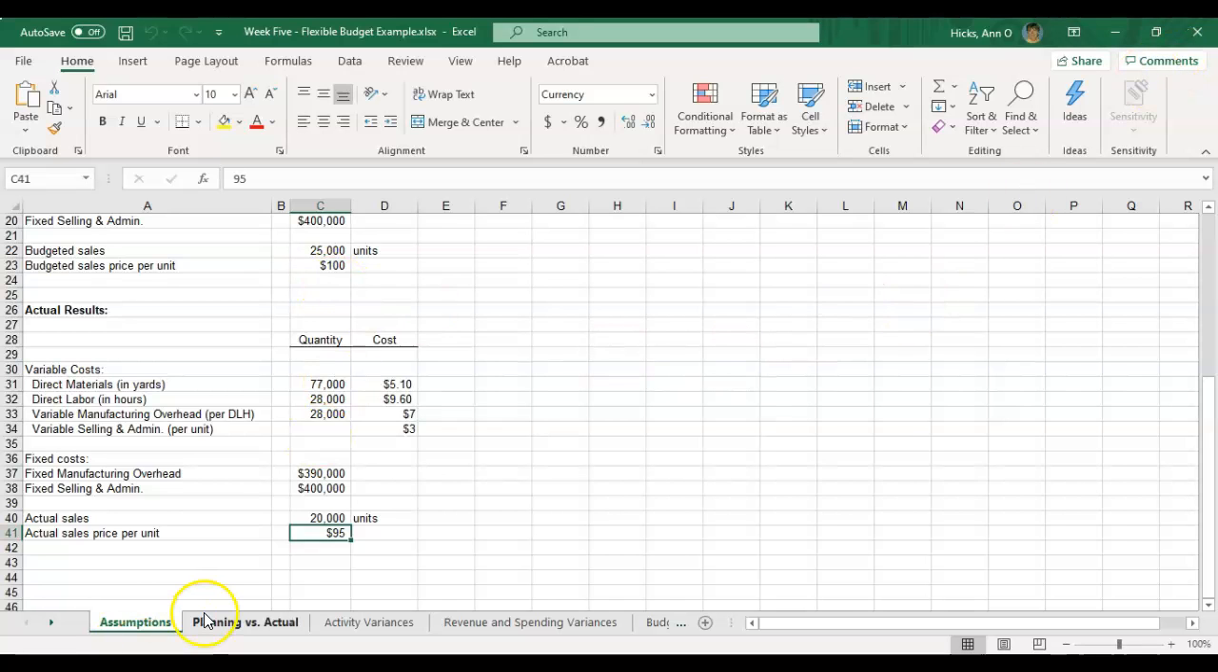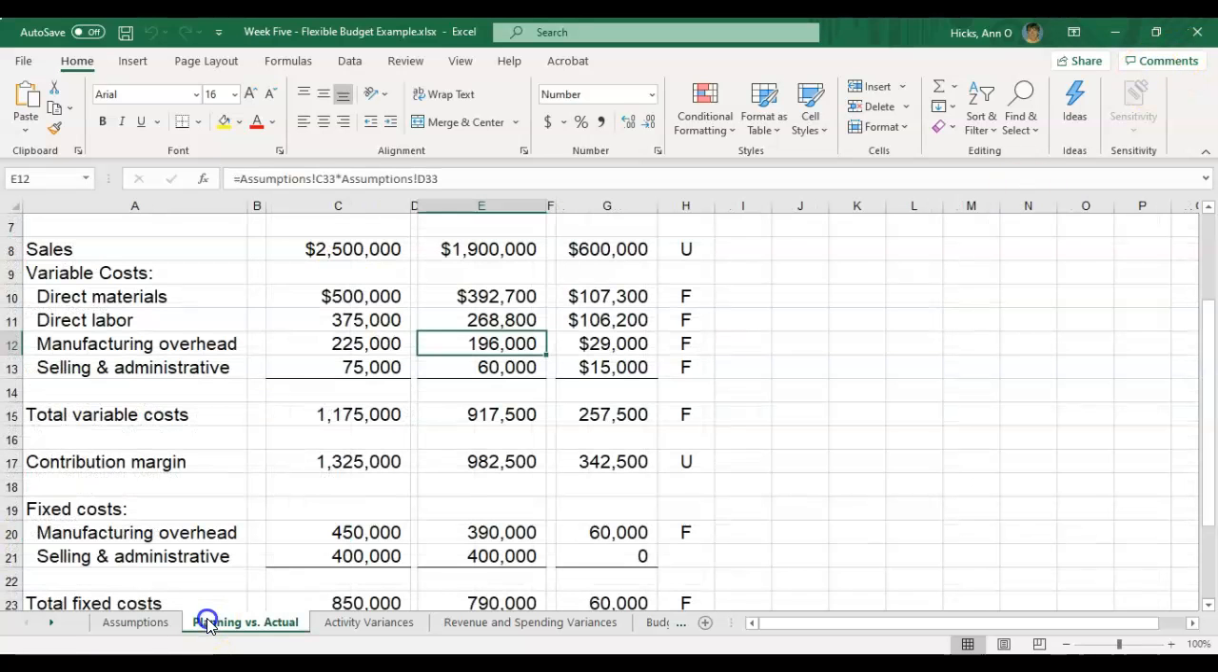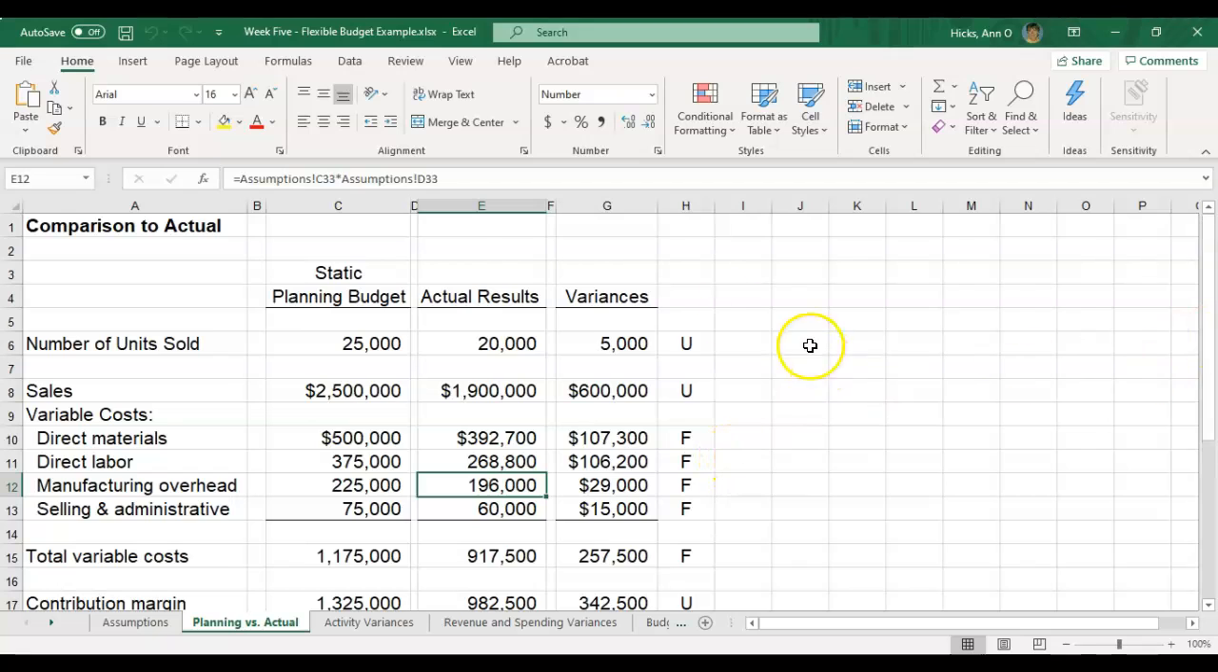Now, let's take this data and let's go to the next worksheet where we are doing a comparison of the budget to actual. Now, notice what we're calling this budget. This is our static planning budget. This budget was prepared using all of the budgeted assumptions. Then our actual results prepared using the actual results. So again, we'll walk through the calculation of each of these.